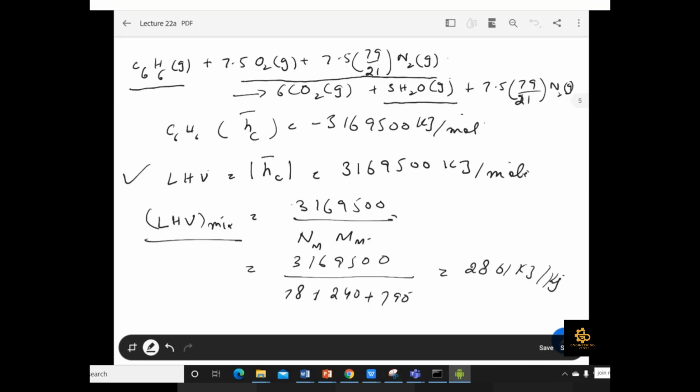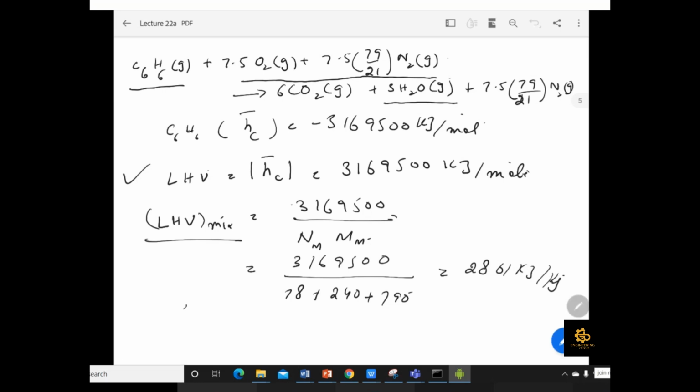If you have to find the lower heating value of only benzene, so only the fuel, then you have to divide by the number of moles of fuel only and the molar mass of fuel only. Okay, so this is the thing. Next, we also need to find the higher heating value.